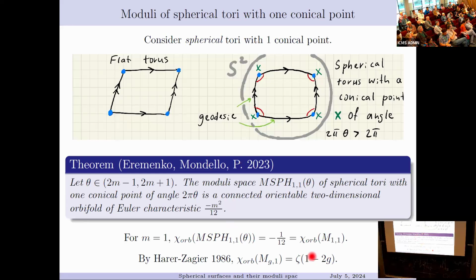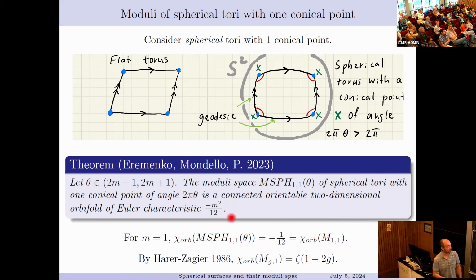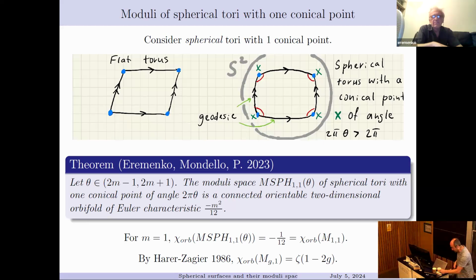But there is a theorem of Harer and Zagier that the orbifold Euler characteristic of the moduli space of Riemann surfaces is equal to the zeta function of 1 minus 2g. Okay? And so I kind of hope that maybe this result generalizes also to other genera, who knows. Okay.